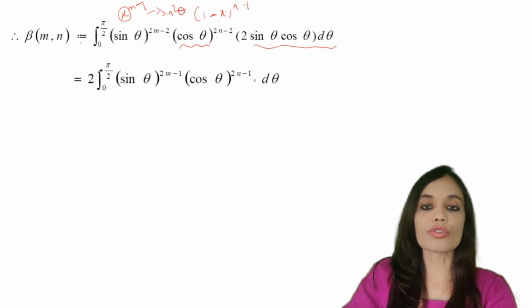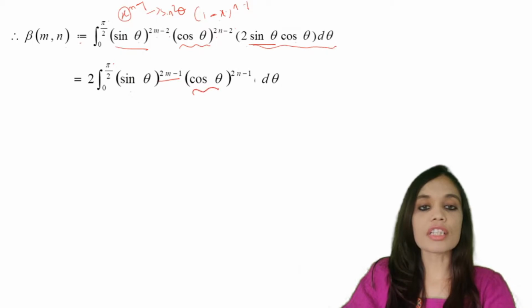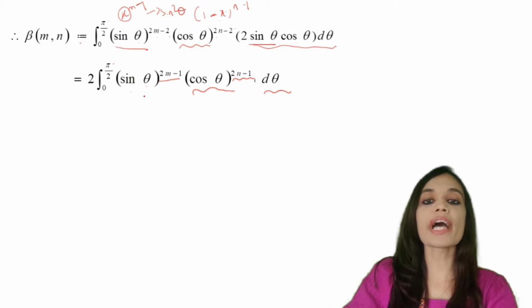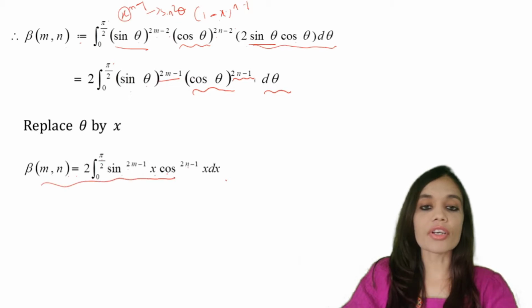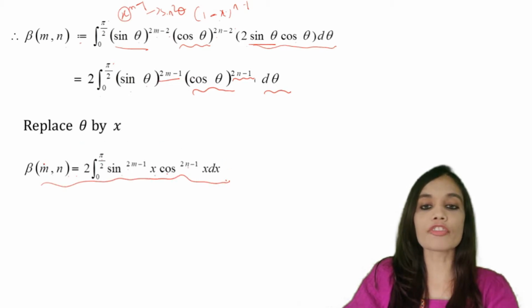Now we'll simplify this. So we will get 2 times integration 0 to pi by 2 sine theta raised to 2m minus 1, right? We'll simplify this and this. And cos theta will be also raised to 2n minus 1 d theta, right? So now we'll replace our theta by x, right? So what we'll get? Our beta m n as 2 times integration 0 to pi by 2 sine raised to 2m minus 1 x into cos raised to 2n minus 1 x dx, right?